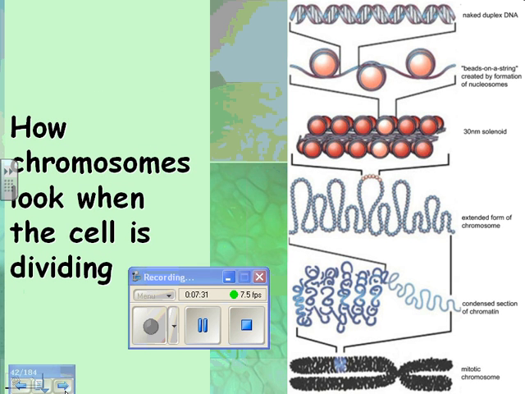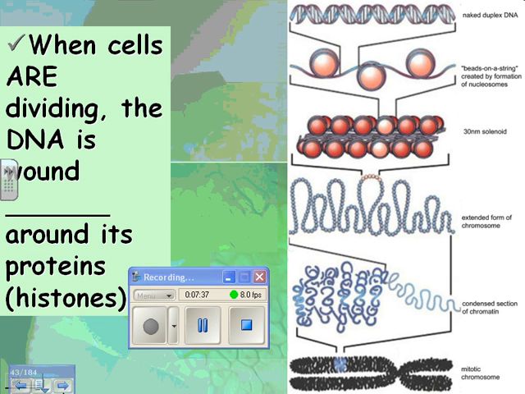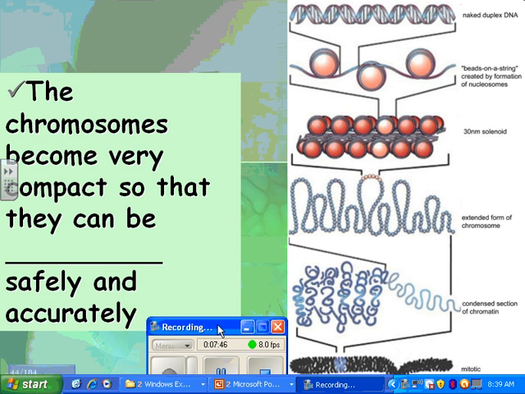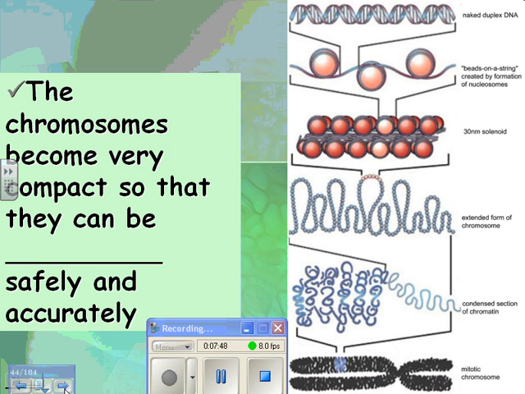So how do chromosomes look when the cell is dividing? They look like that. When cells are dividing, the DNA is wound tightly around its proteins, the histones. The chromosomes become very compact so that they can be separated safely and accurately. So here's a duplicated chromosome, easy enough to split it right here and send this one to one side and that one to the other side.